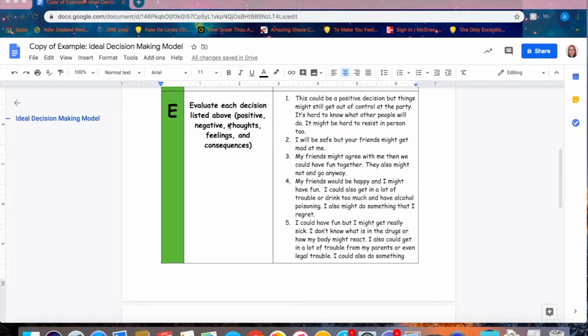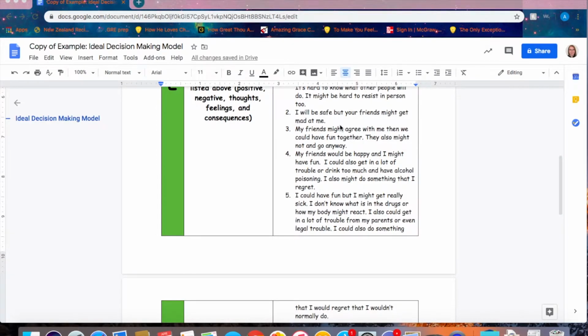I listed some positives, some negatives, just thoughts, consequences. So the positives, it could be fun, but it could get out of control. You don't know what's going to happen. And it's harder to resist against people when they're standing right in front of you with whatever substance it is. Okay, so number 2.